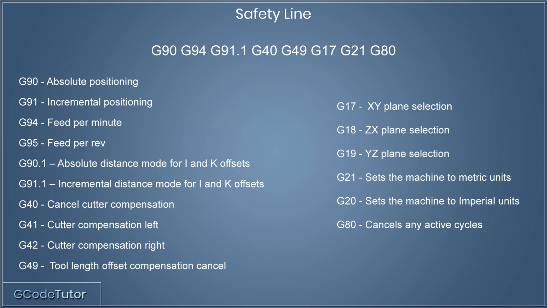I'm not going to expect you to remember all of this, so I've made this downloadable sheet that explains every G-code I've mentioned during this lesson. So that's how I write my safety lines for CNC routers.